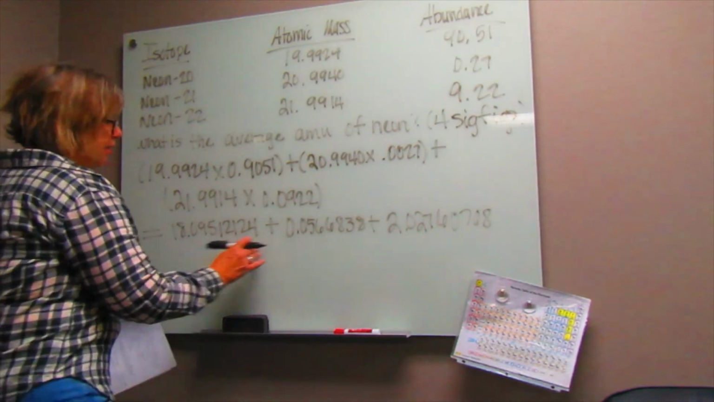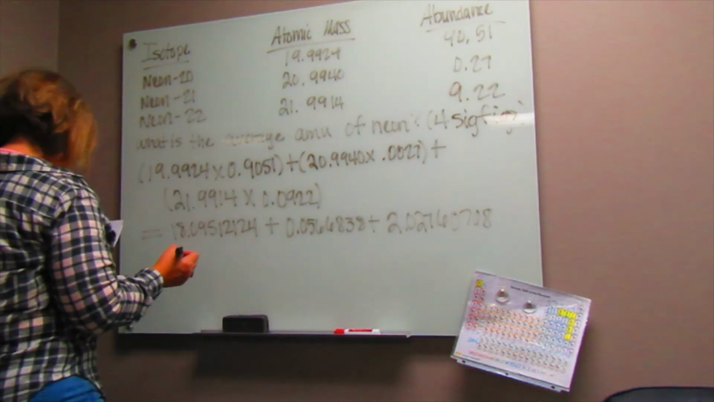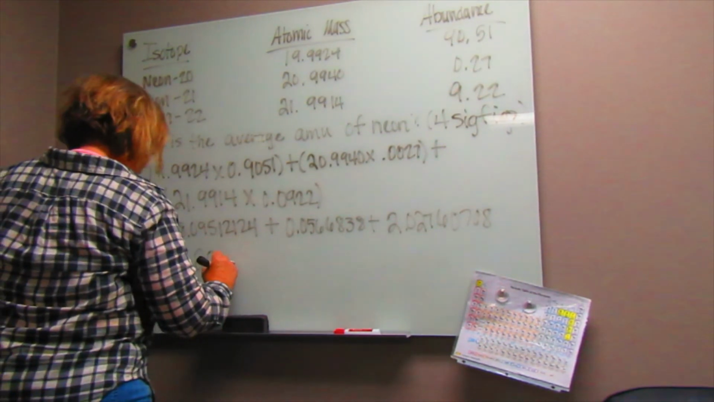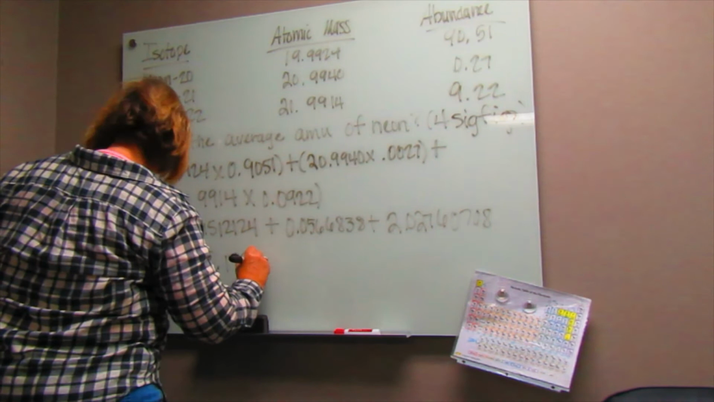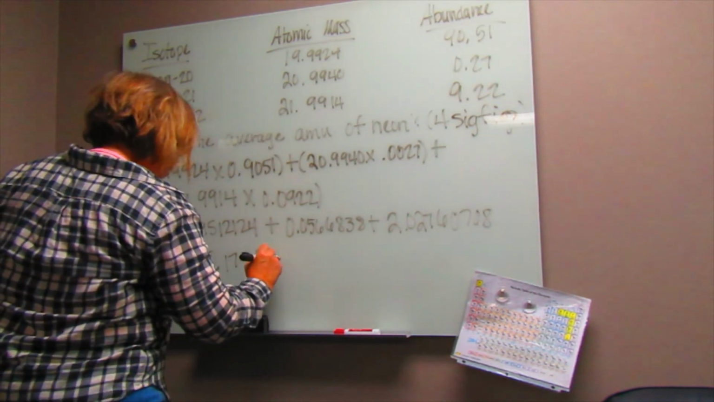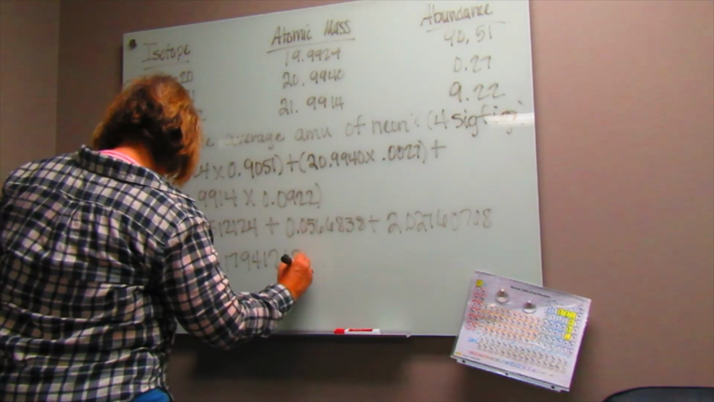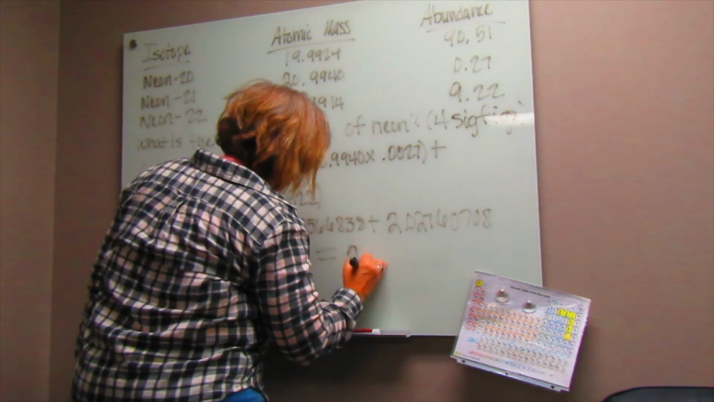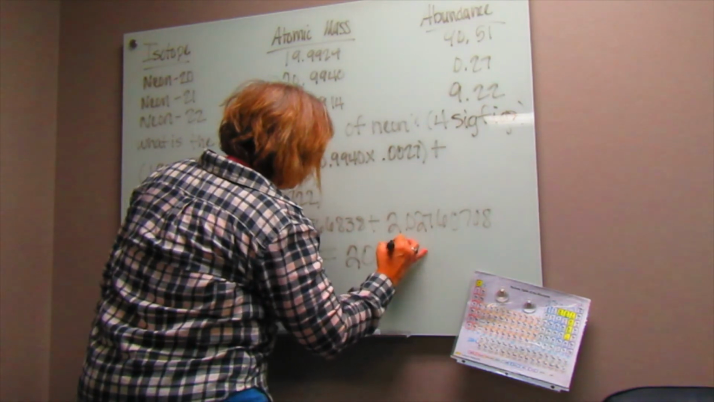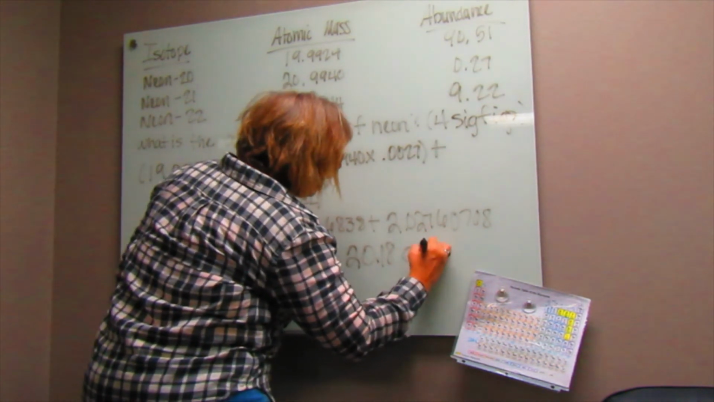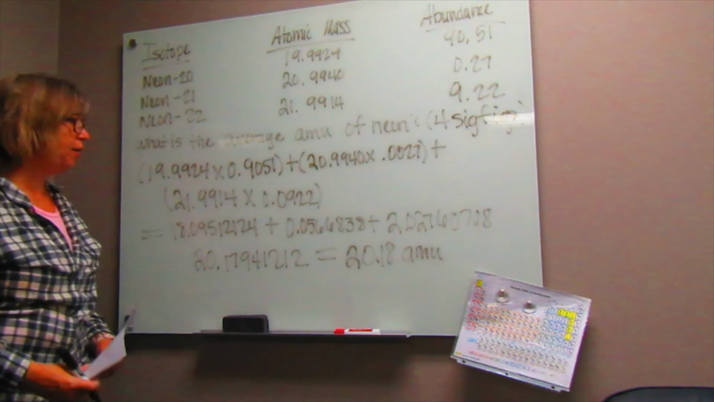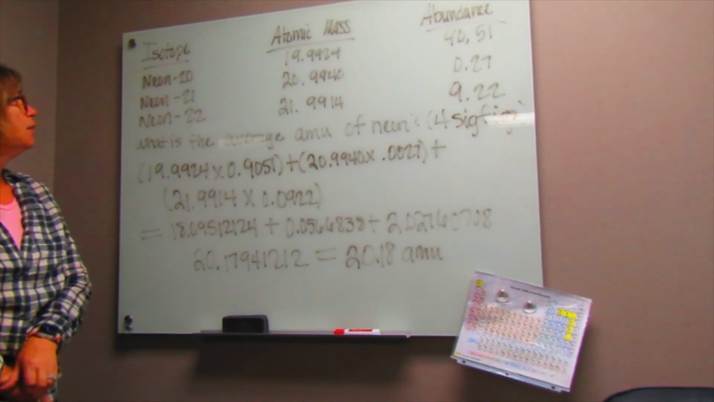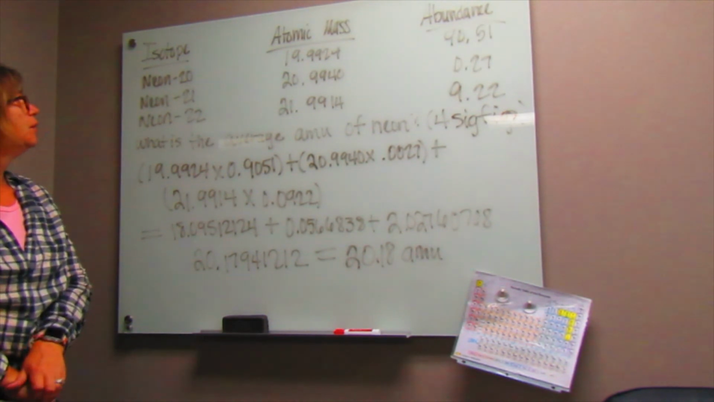So when we add these together, we're going to get 20.17941212. And of course, if we were to round that to 4 significant figures, that gives 20.18 AMUs. Okay? So there's that.